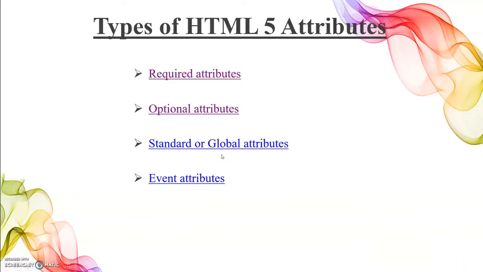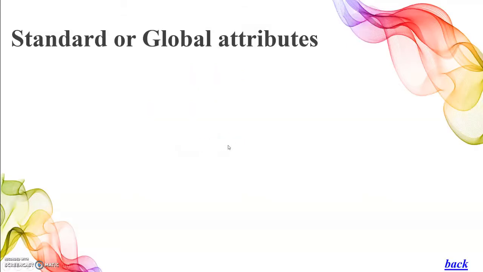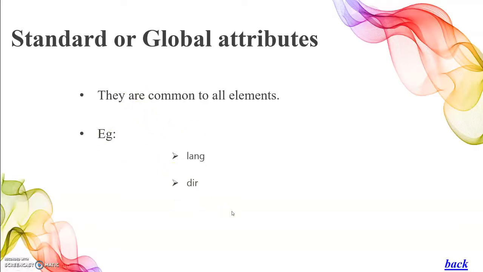Next category of attributes are standard or global attributes. These attributes are common to all elements. Example, lang, dir, etc.